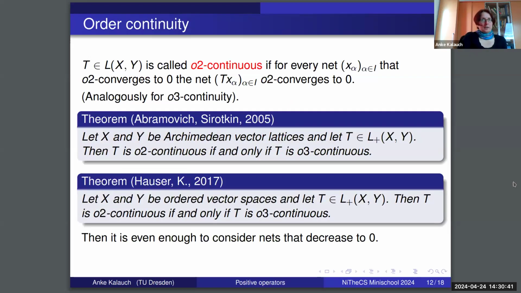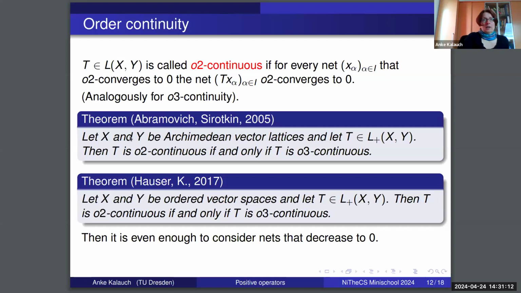Order continuity is then clear. It means continuity with respect to one of these order convergences. So we have O continuity, O2 and O3 continuity. I only wrote it for O2 continuous here: every net that O2 converges to 0, then the net of the images should do the same. And it's enough to do it for 0 because they are linear operators.